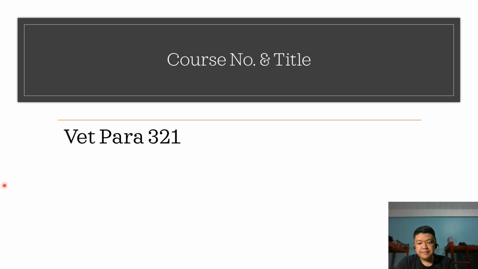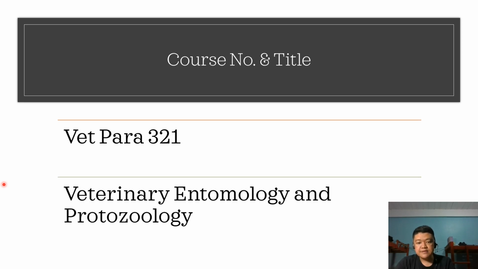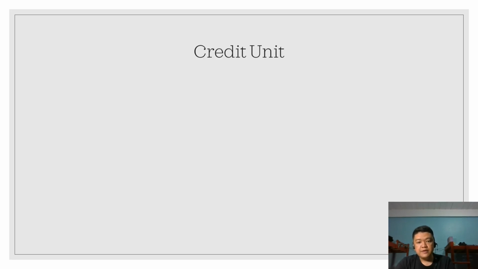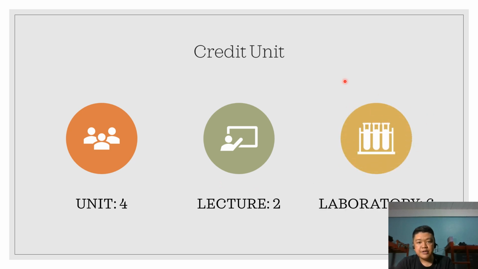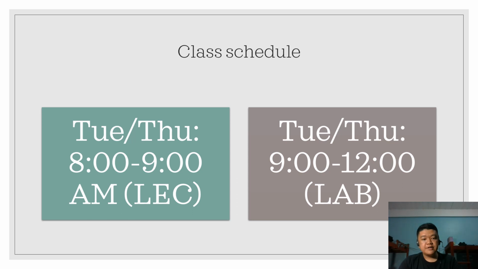Our course number is Vet Para 321, and our course title is Veterinary Entomology and Protozoology. For the credit unit, this course has a credit unit of 4. The lecture has 2 units. 2 hours will be intended for lecture per week. And the laboratory has 6 units. 6 hours will be intended for the laboratory per week. Our lecture will be every Tuesday and Thursday, 8 to 9 a.m. And our laboratory will be scheduled at Tuesday and Thursday at 9 to 12 p.m.